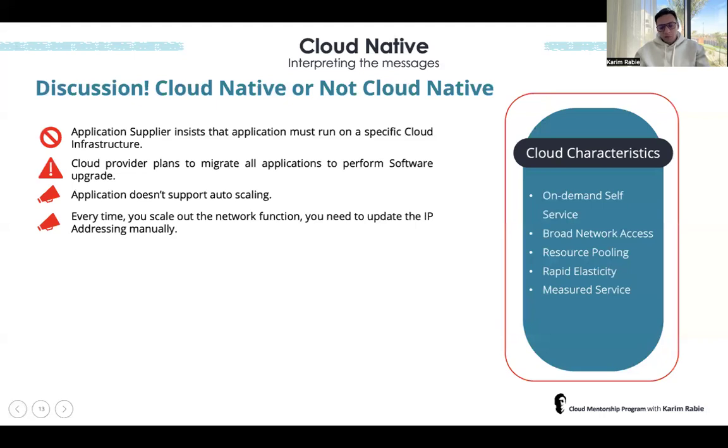Every time you scale out your network function, you need to update the IP addressing manually. And that's what the first generation of NFV was. Whenever we add a VM, we used to do the IP addressing manually. But for sure, as I showed you, we don't care a lot about the pods' IPs. So every time it scales, it gets populated automatically.